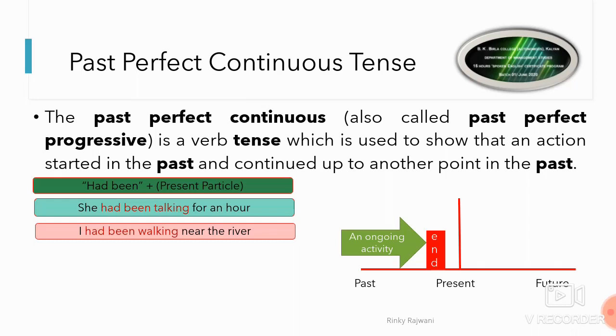For example, had been plus the verb with ing. There are certain examples of it. She had been talking for an hour. I had been walking near the river. Whenever we use had been, it shows that it was past perfect continuous tense.